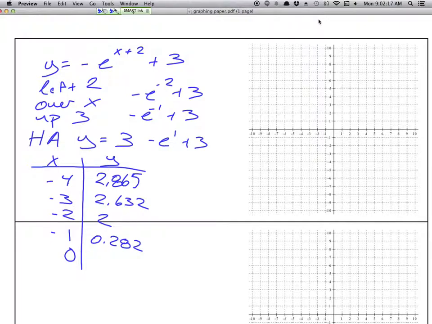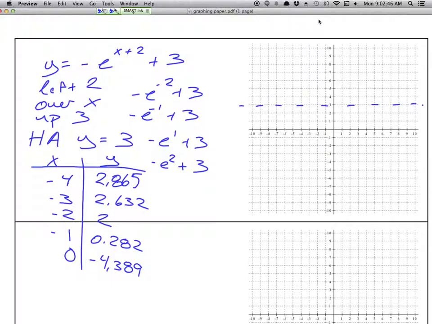0.282. And then I stick 0 in there, which makes my exponent 2. So I have negative e squared plus 3, and that gives me negative 4.389. So horizontal asymptote is y equals 3.